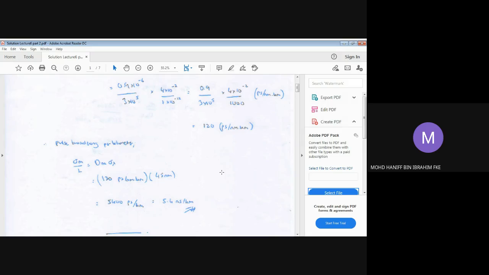Okay, so from this example, the idea is that when you want to find the pulse spreading, the thing that needs to be obtained first is the Dm. The Dm is very important for us to calculate the pulse spreading due to material dispersion. Okay, so let's have a look at this next example.